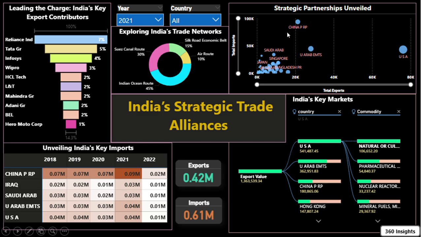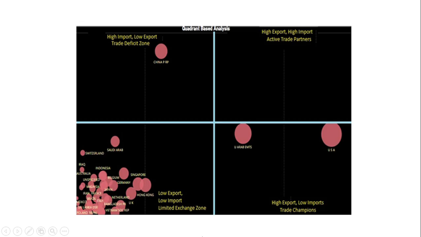So we'll try to analyze this figure in a bigger thing, in a quadrant way. So this is the high export, high import quadrant. This is the high export, low imports quadrant, where we have United Arab Emirates and USA. We are exporting high, imports are low, which is good. And this is the high import, low export category, where we have China. But these are the countries which we can look into to get into the other quadrants, maybe these two quadrants, to decrease the trade deficit and increase the trade performance.